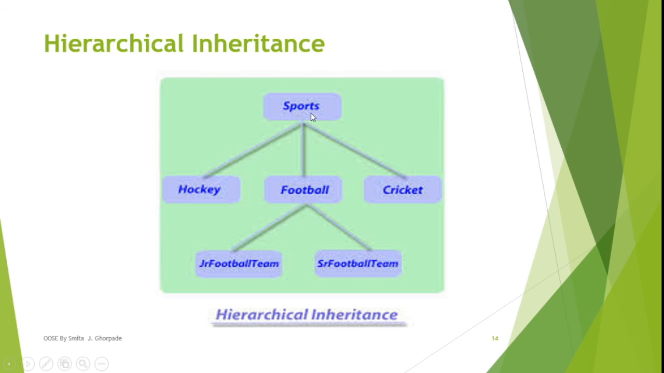The example taken here is Sports as a base class. From that three children are derived: hockey, football and cricket. From these, football can now be considered a parent class. From this we are deriving new classes, a junior football team and a senior football team. So for that the parent class is football. Here certain features are inherited from grandparent to child class. So this is an example of hierarchical inheritance.